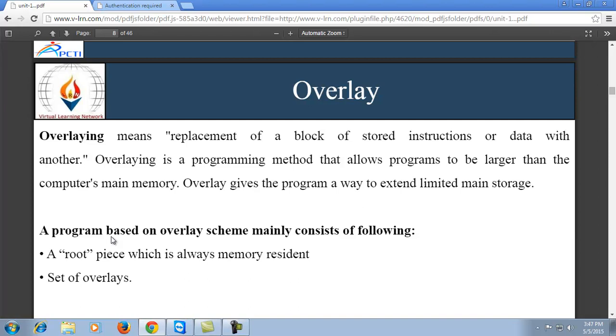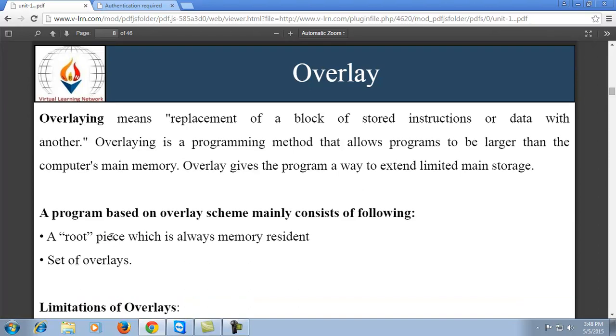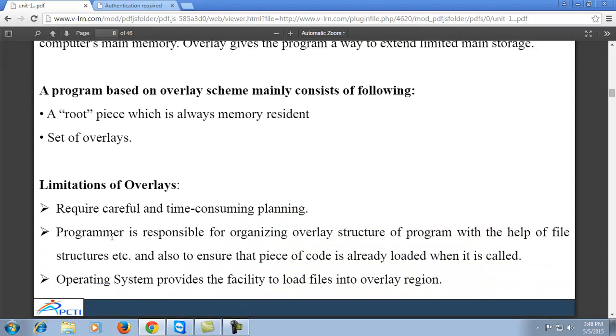A program based on the overlay scheme mainly consists of a root piece, which is always memory resident, and a set of overlays. A limitation of overlays is that they require careful and time-consuming planning. In this we have to define how much time is required for accessing and storing the data, and how much memory we have for allocation for further processes.